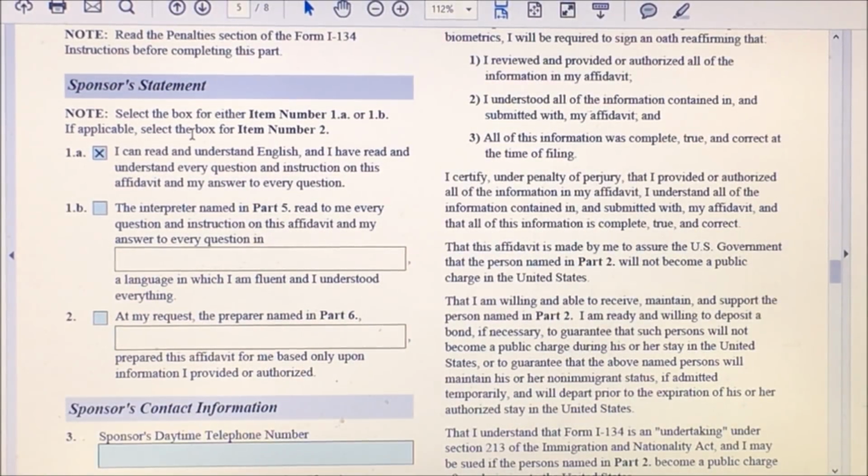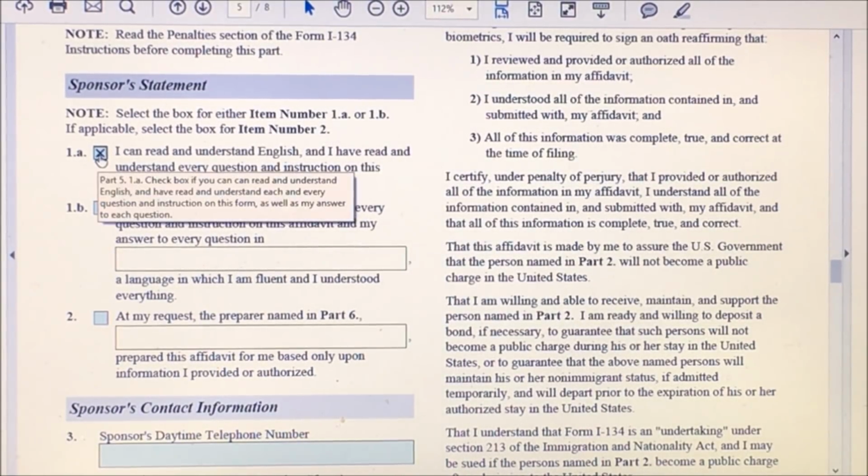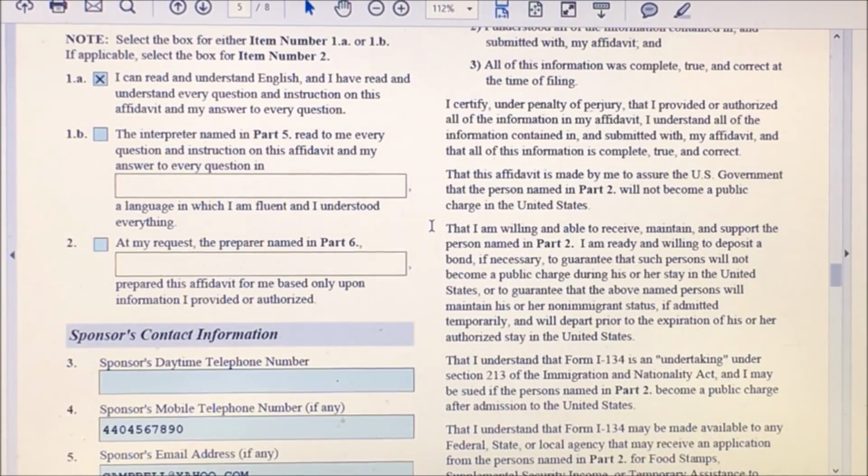Okay, select the box for either item number 1A or 1B. If applicable, select the box for item number 2. So I can read and understand English and have read and understand every question and instruction on this affidavit and my answers to every question. So since the petitioner understands all the questions in here, and he is the one who answered all the questions on this form, just click this one, 1A. Okay? But if you have an interpreter, just click this.